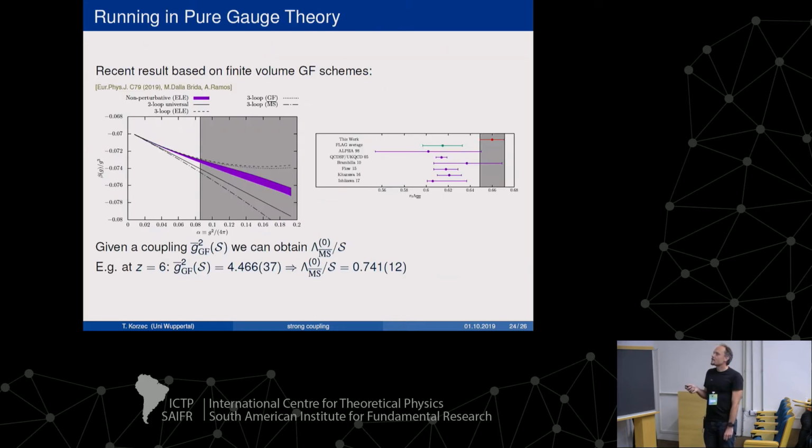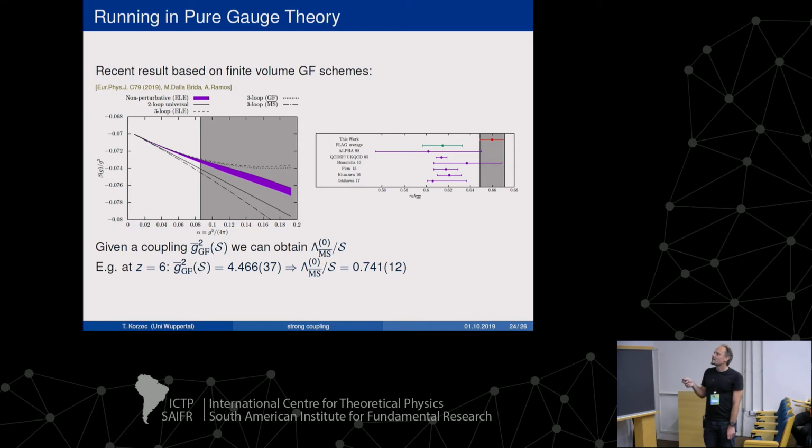And now you need the running in the pure gauge theory. If you know the beta function, you plug in this value of the coupling, and you obtain lambda 0 over S. And for the running in the pure gauge theory, I show you a result that I was not involved in. It's by Mattia Dalla Brida and Alberto Ramos, but they studied the beta function of different gradient flow couplings very precisely. And yeah, we use their result. They are also part of this project, so it's easy.